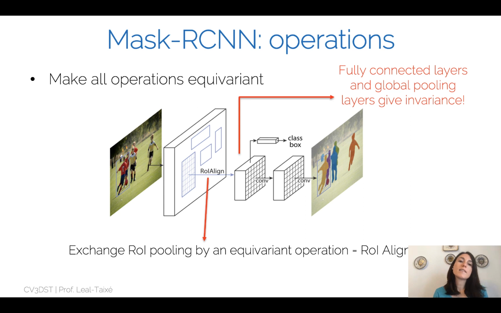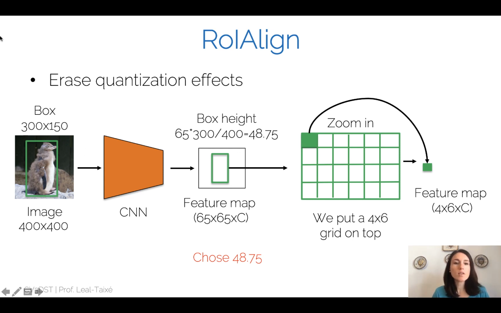So the idea of Mask R-CNN is then to essentially exchange all the invariant operations with operations that are equivariant. And in this case, they're going to exchange the ROI pooling with an equivariant operation which they call ROI align. So one of the goals of ROI align is to actually erase those quantization effects. If we look at the example before where we had our 300 pixel box that was converted to a box height of 48.75 in our feature map, before we had to choose, for example, 48 in order to perform ROI pooling. But the idea now is that we're going to be able to choose exactly 48.75 and still perform this region of interest pooling operation, which is now called ROI align.